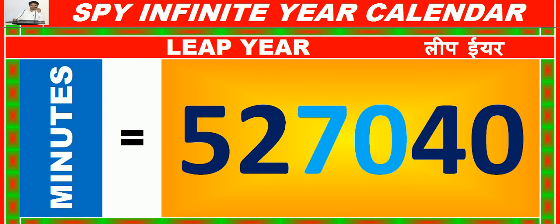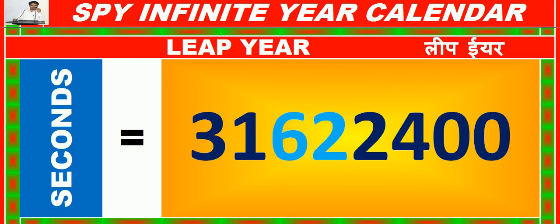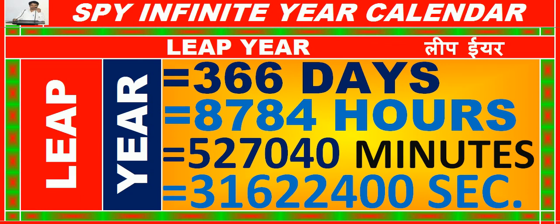Leap year is equal to 3,16,22,400 seconds. Leap year is equal to 366 days, or it is equal to 8,784 hours, or it is equal to 5,27,040 minutes, or it is equal to 3,16,22,400 seconds.